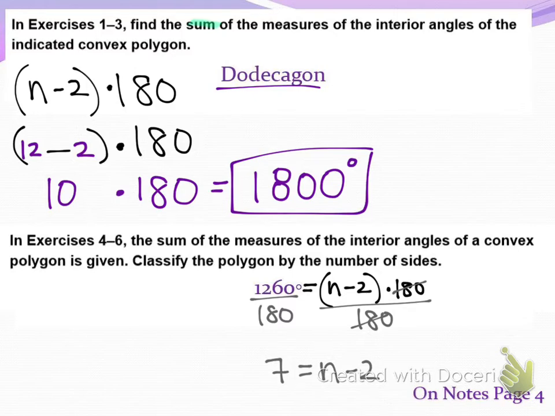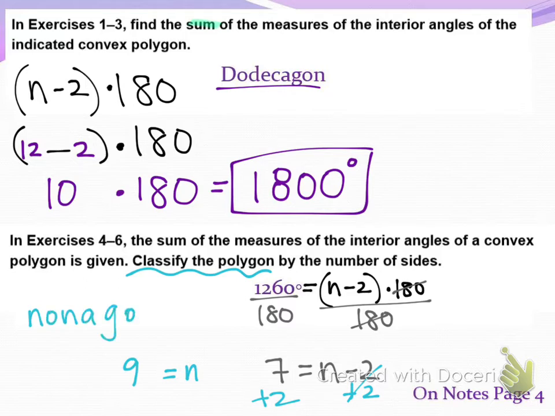All right, so then what's my next step? Add 2 to get the number of sides by itself. So N equals 9. But remember that it says classify the polygon. So N just represents the number of sides. So from here, we've got to make sure we classify. So what is a 9-sided polygon? A nonagon. Nonagon. Perfect.